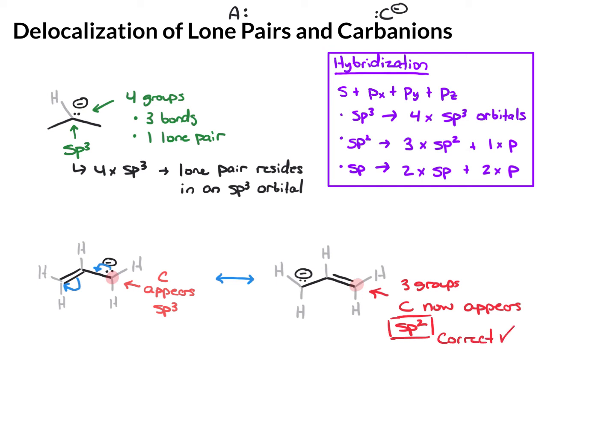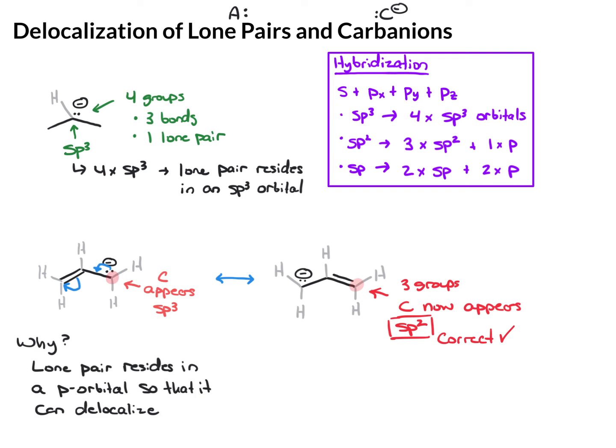Okay, now there's kind of a quick trick you can use for this. Draw all resonance structures, look at the hybridization, and the one that has more s character is the one that will be correct. But we don't want to just memorize that. So let's think about why this carbon is actually sp2 hybridized. Well, in reality, this lone pair is not in an sp3 orbital. It's in a p orbital so that it can delocalize.